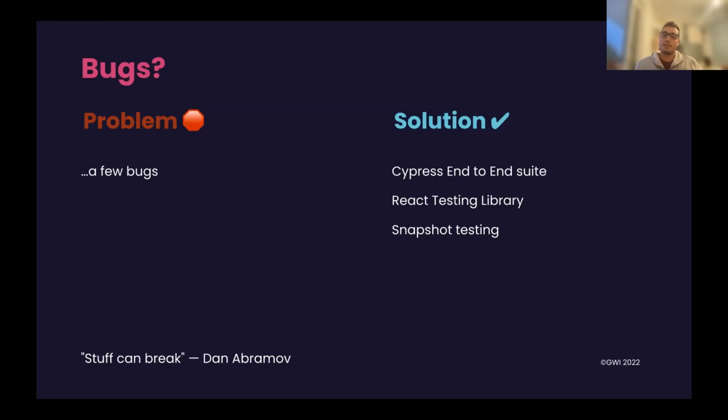So we managed to create a whole Cypress end-to-end suite, which worked both for the old platform that we had, along with the new platform that we were creating. Another thing that we have utilized is the React Testing Library for our components. And last but not least, we also have snapshot testing, mainly for our UI components that I showed you earlier with Storybook.